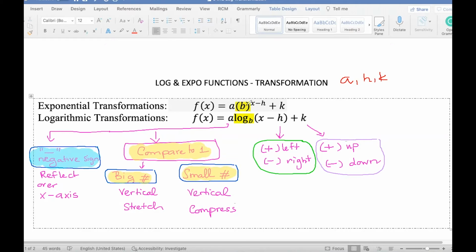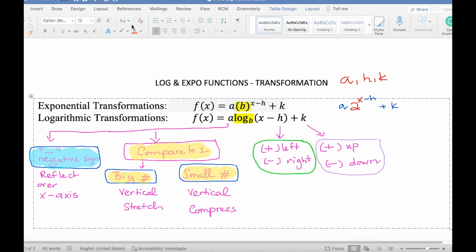For right now, exponential, we have the base B. It could be anything. So let's just say 2 to the power of x. As you can see, this is the base. And how do we put them? We always put three letters following this format. A always goes in the front. H always goes with the x. And then K always goes in the back, so it's going to be plus K on the outside right here. So that's an exponential function.